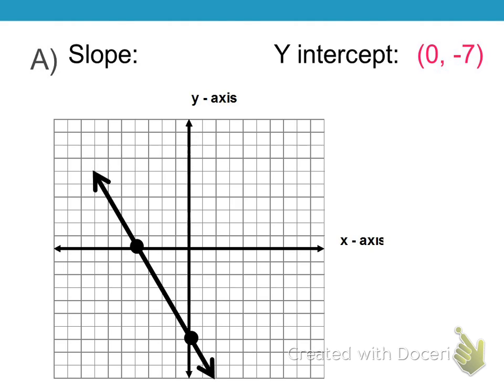Now, we practiced finding the slope a couple days ago. Remember? We count the rise and the run. So from here to there, we go down 1, 2, 3, 4, 5, 6, 7. We go right 1, 2, 3, 4. So my slope is negative 7 over 4.